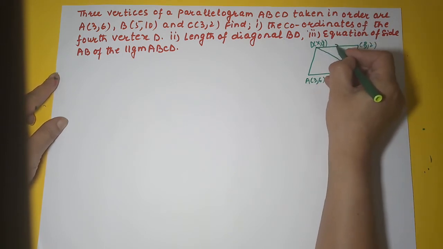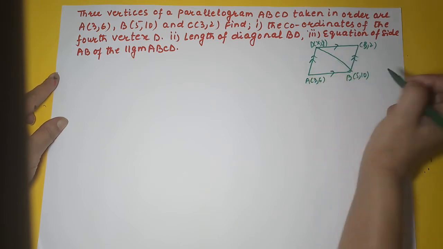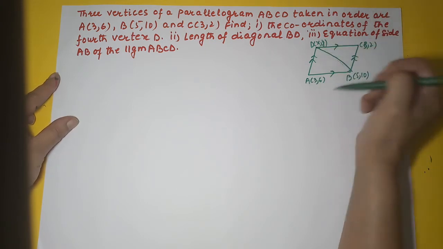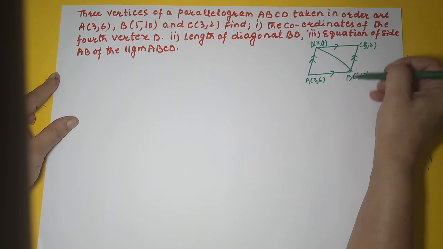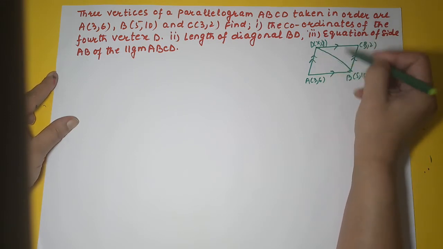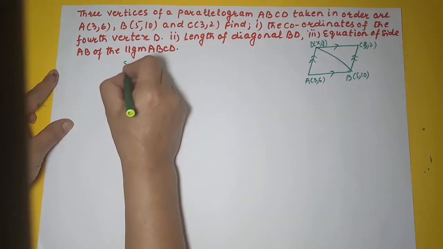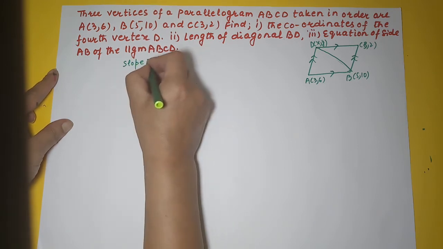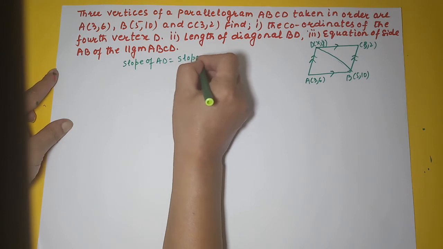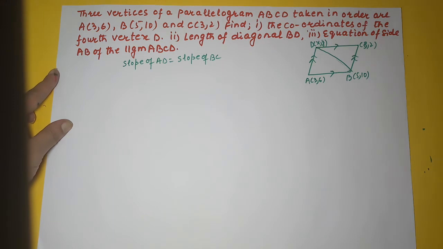We know the property of a parallelogram that opposite sides are parallel to each other, right? So the slope of AD will be equal to the slope of BC, because we know that when two lines are parallel, their slopes are equal, right? So we can say that the slope of AD will be equal to the slope of BC, because when lines are parallel, their slopes are equal.